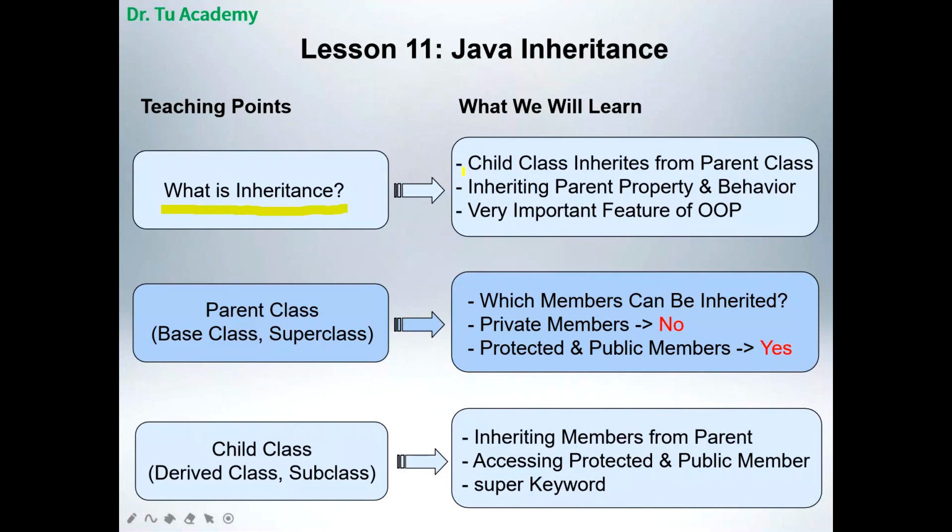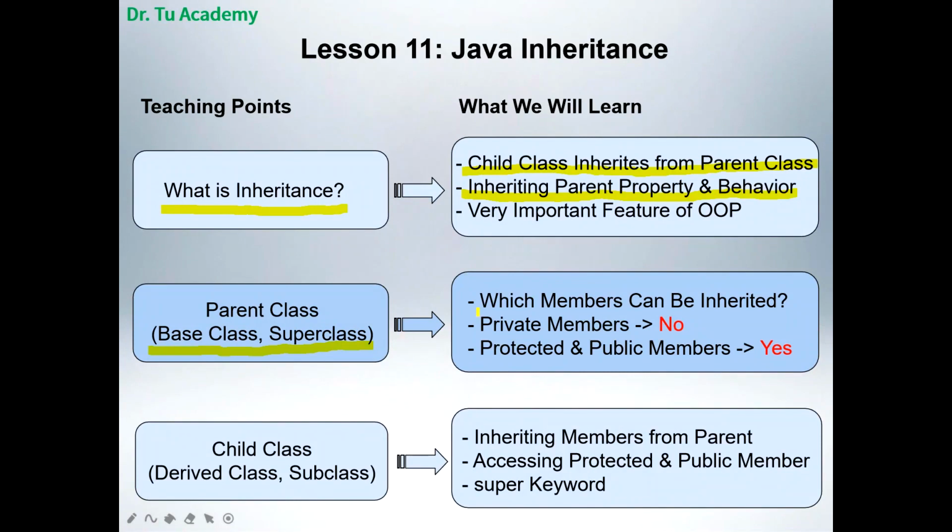In Java, we can define a child class to inherit from a parent class. The child class can inherit the property and the behavior of a parent class. The parent class is also called base class or superclass.